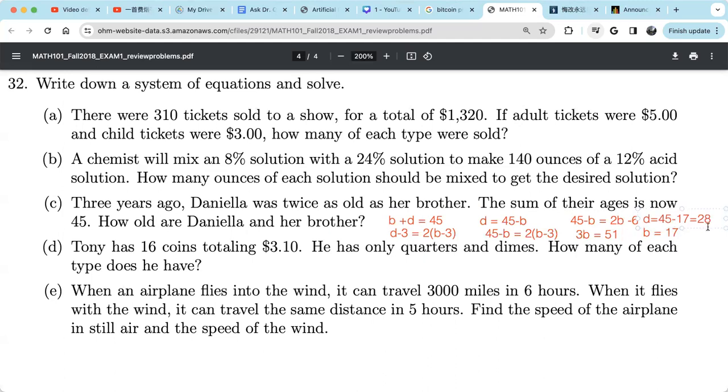Right? Because 17 plus 28, 8 plus 7, 15, then carry on 1 plus 2 plus 1, 45. Okay, so Daniela now is 28 years old, and her brother is 17 years old. Then 3 years ago, 28 minus 3 is 25. And then twice as Daniela as her brother is 17, 17 minus 3, that's 15.